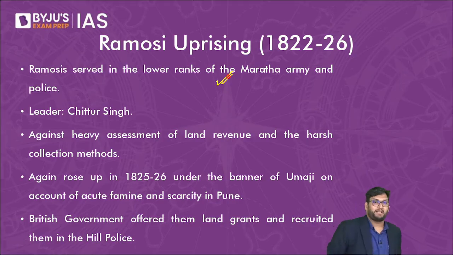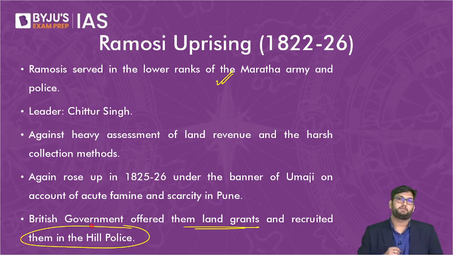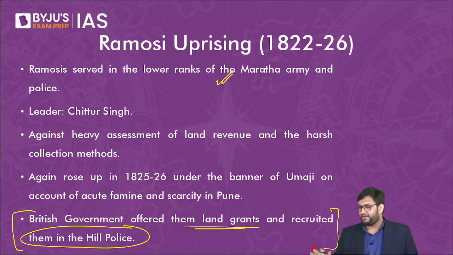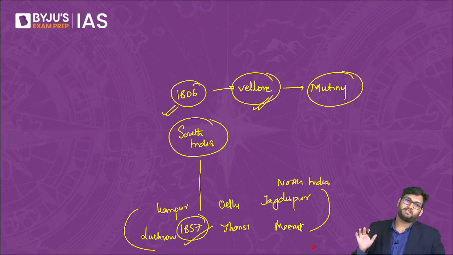The British, rather than fighting the Ramosis, will offer them land grants and recruit them into the hill police. Now you understand why I told you that as soon as concessions are given, the main cause is lost. This is what the British did in Ramosi, wherein they realized that there's no point fighting the Ramosis. Rather, let's recruit them only. So the Ramosi uprising tells you uprising, movement, same thing. These words are used interchangeably.